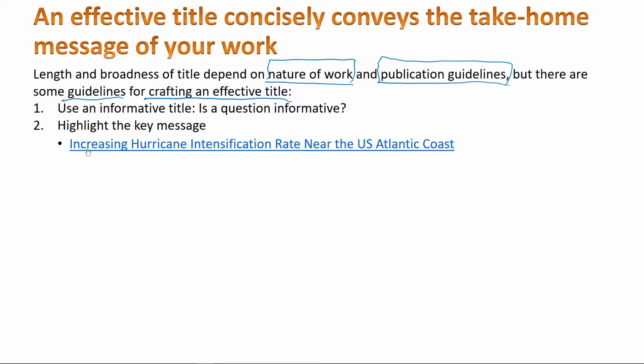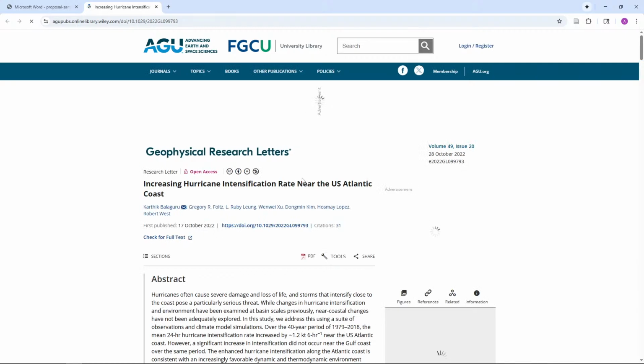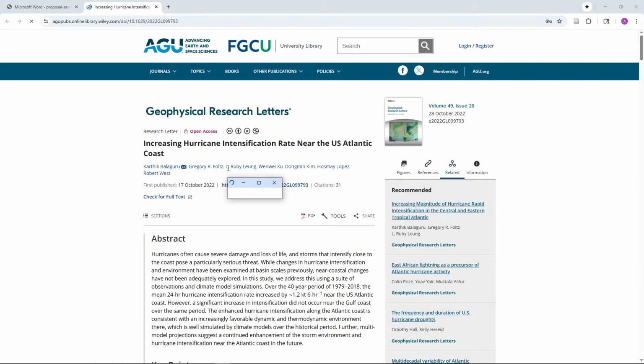So here is an example: increasing hurricane intensification rate near the U.S. Atlantic coast. So that is an effective title. So let's look at this article. We can read this article. Increasing hurricane intensification rate near the US Atlantic coast. So basically it tells you that there is an increasing hurricane intensification rate near the US Atlantic coast.